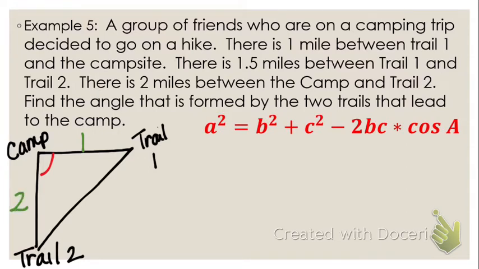And then it says that there is 1.5 miles. Oh, I read that out of order. There's 1.5 miles between trail 1 and trail 2. All right, so there's 1 mile between trail 1 and the camp. There's 1.5 miles between trail 1 and trail 2. And then there's 2 miles between the camp and trail 2. So if you're trying to find this angle, we have to start with this side. So 1.5 squared equals 2 squared plus 1 squared minus 2 times 1 times 2 cosine of x.